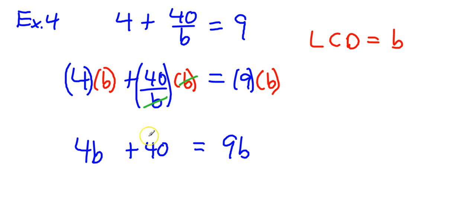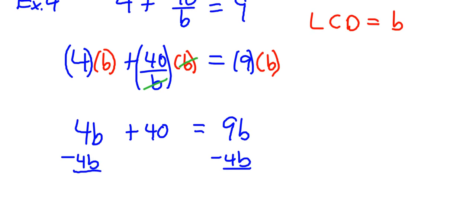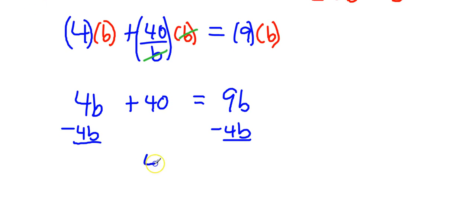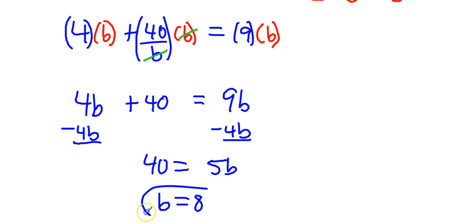I would say since the 40 is over here by itself and you've got the b's scattered, let's get rid of this 4b and move it over to the right-hand side. So 40 equals 5b. Take the 40 divided by 5. B would equal 8.